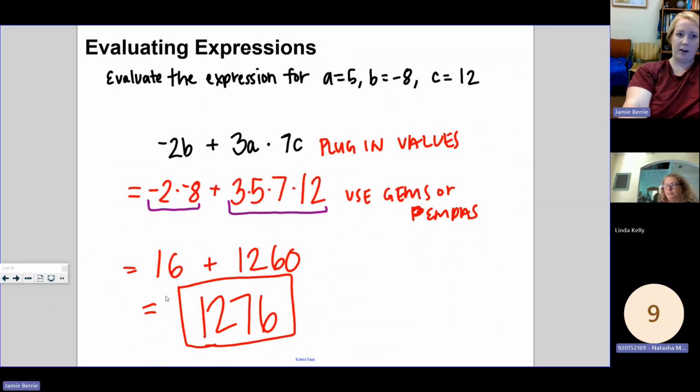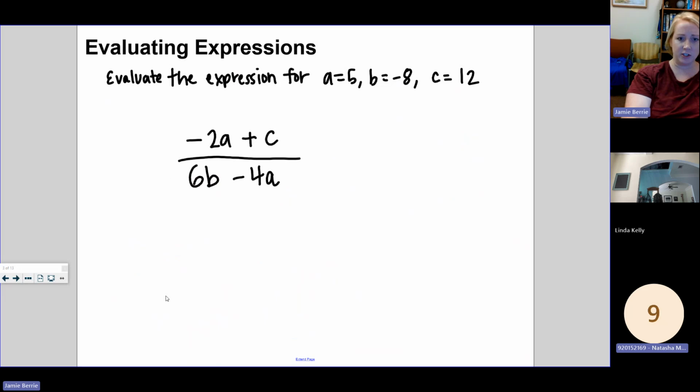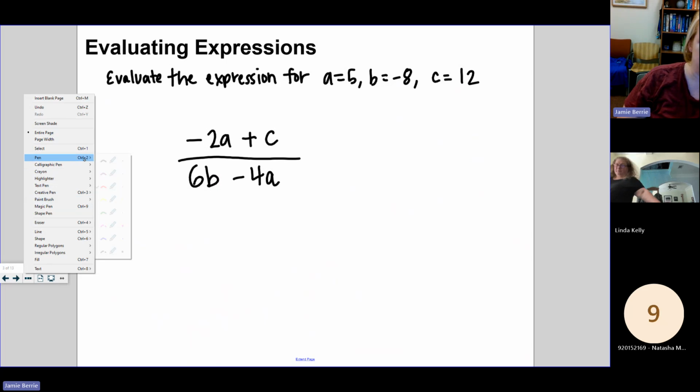All right, so evaluating expressions. I did one of each type. So here we have just a normal expression with multiplication and addition. Here's one with a fraction. I just wanted to show you a couple of different types of problems.